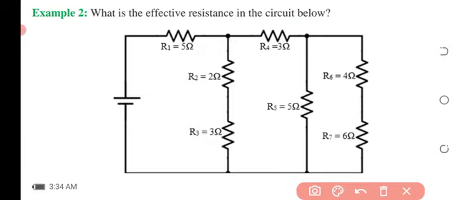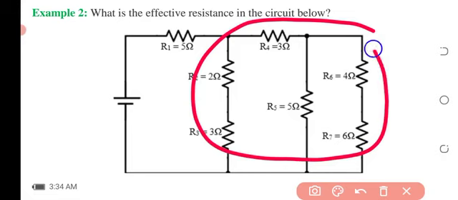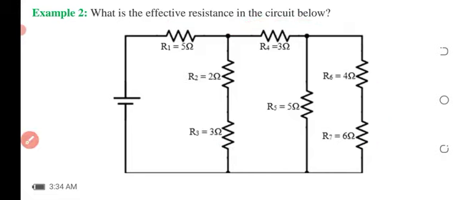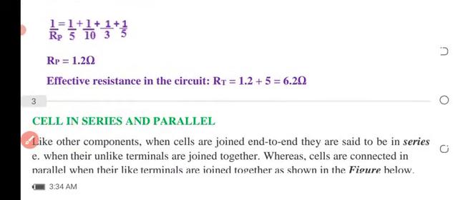Now remember that the entire loop here is in series with this R1. So that's why we use the series relationship, and we are able to add 1.2 to 5, and that gives us 6.2 ohms as the effective resistance across the entire circuit.